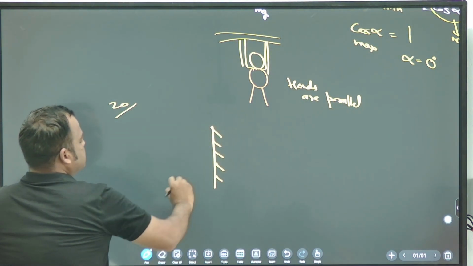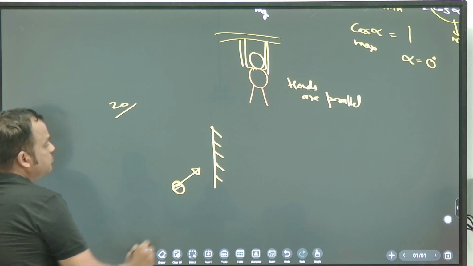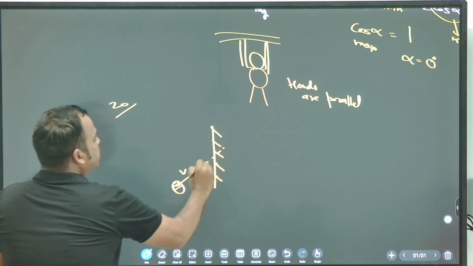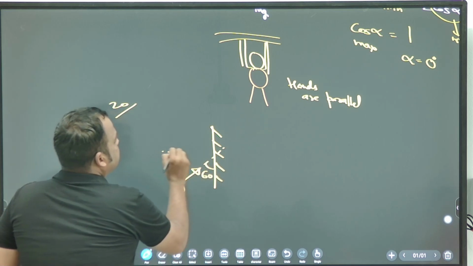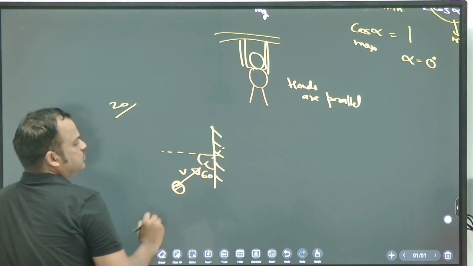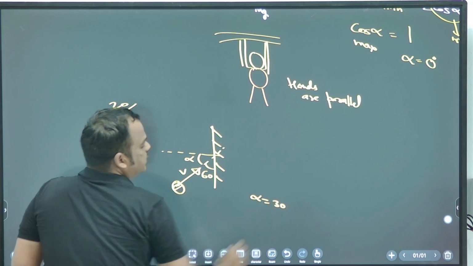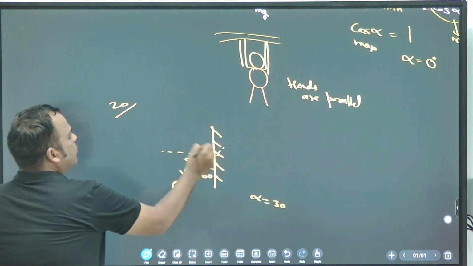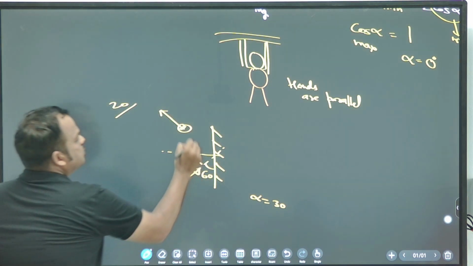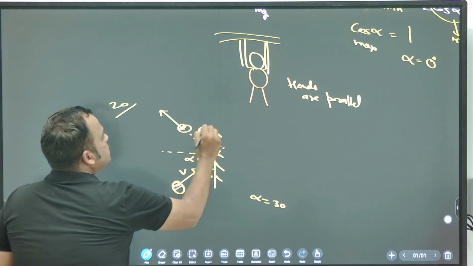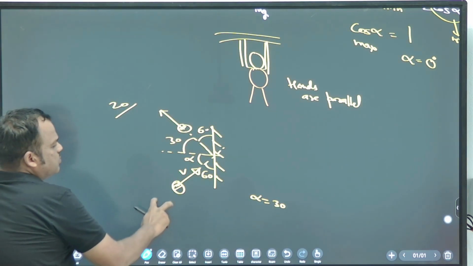Ball is coming like this. This is the velocity. At what angle is it hitting? This angle is given 60. So what is this angle, the angle of incidence? 30. And at what angle is it rebounding? Now this is 60, so what is the angle of reflection? 30.